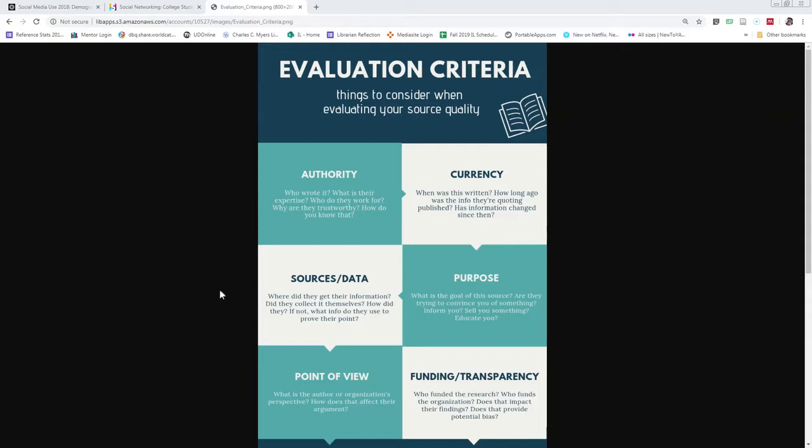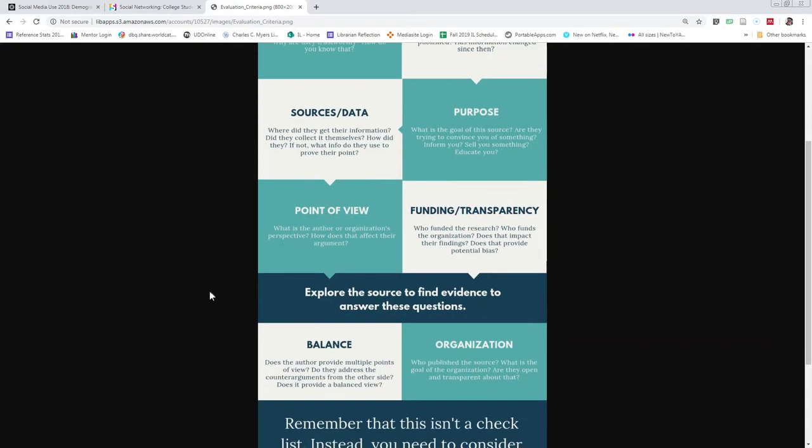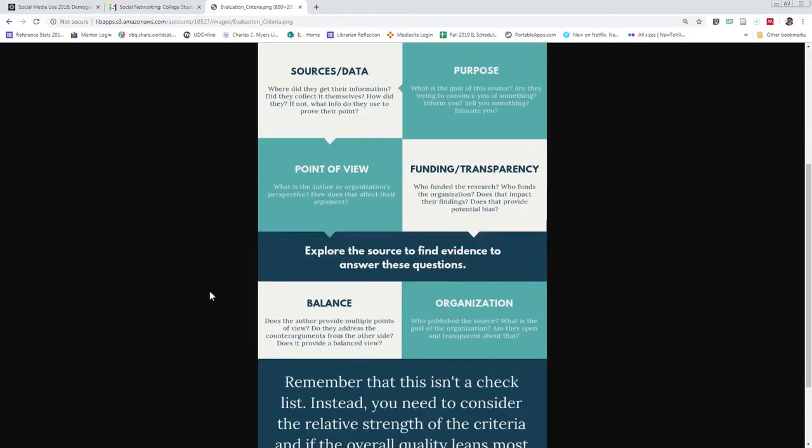What's the purpose of the source? Is this trying to sell you something? Are they trying to convince you of something? What's their goal? Point of view. So in the past, we've talked about things like bias, and point of view is a different way to look at that. So looking at the perspective of either the organization or the author, and then more importantly, does that actually affect their argument? Because everyone has a point of view, but whether or not it affects their argument or the way they're using information is what's important to look at.